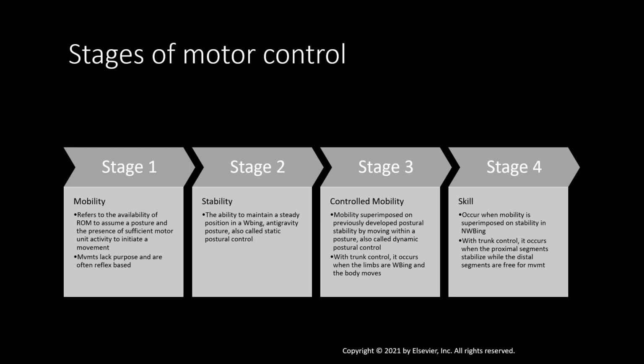So our stages of motor control, we need to start with just the ability to move. Then we need the ability to move while stable. Then we need the ability to control that movement.